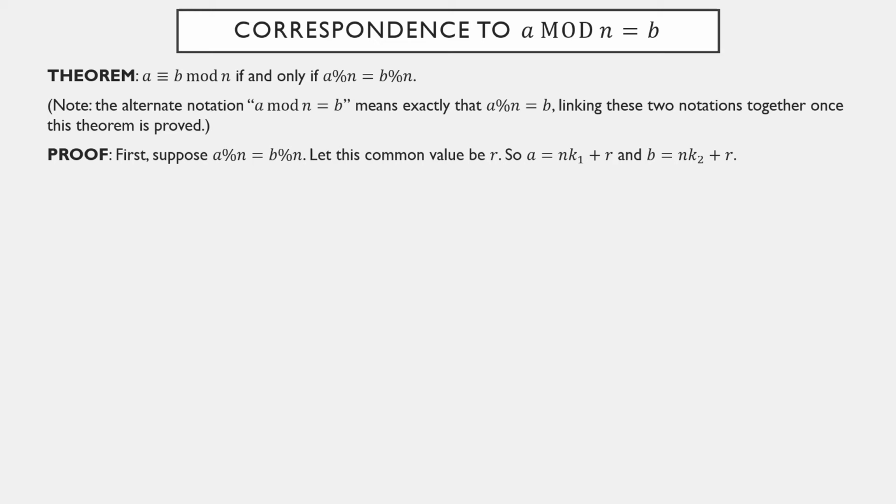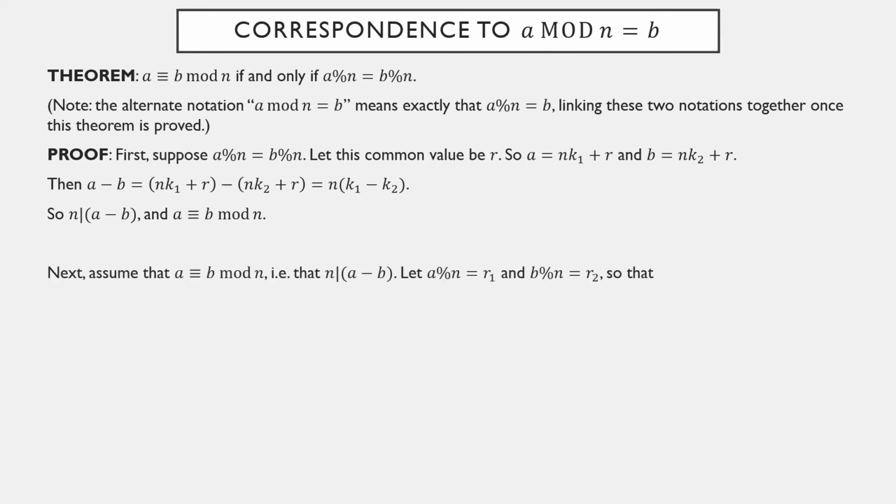Possibly the same multiple. I don't really know that k1 and k2 can't be the same number, but they don't have to be. Then if I take the difference, I simply write a minus b and substitute in what we just assumed up here are representations of a and b. Well, then the r's cancel, and what's left has an n that can be factored out of it. Therefore, n is a factor of the difference, and thus a is equivalent to b modulo n. So if they have the same remainder when divided by n, then they are equivalent modulo n.